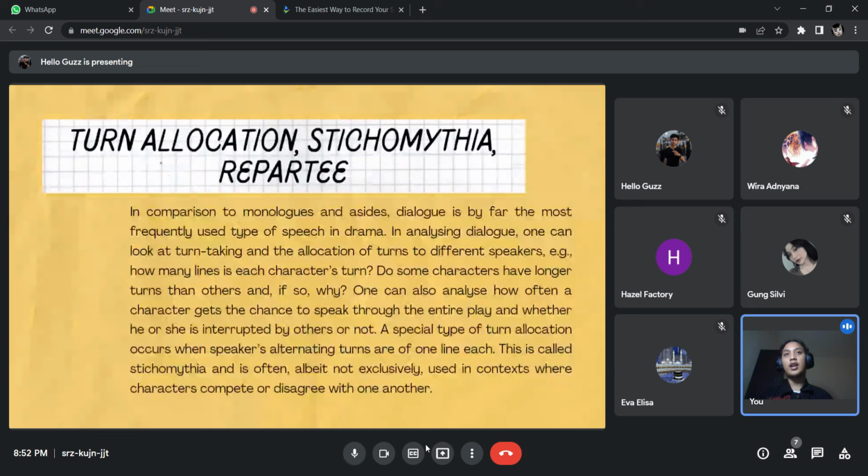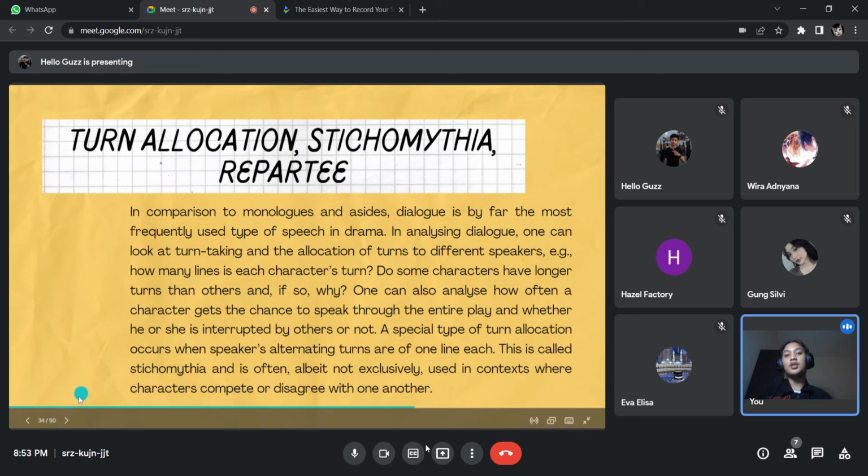The next is turn allocation, stichomythia, and repartee. In comparison to monologues and asides, dialogue is by far the most frequently used type of speech in drama. In analyzing dialogue, one can look at turn taking and the allocation of turns to speakers, i.e., how many lines is each character's turn? Do some characters have longer turns than others, and if so, why? One can also analyze how often a character gets the chance to speak through the entire play and whether he or she is interrupted by others or not. A special type of turn allocation occurs when speakers' alternating turns are of one line each. This is called stichomythia and is often, albeit not exclusively, used in contexts where characters compete or disagree with one another.